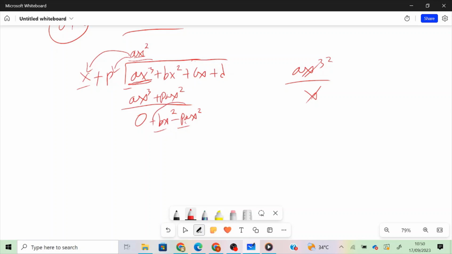Now whatever this will be equal to, you then divide this by x. So we know whatever this is, we have x squared in common. So let's say all of this, bx squared minus pax squared, is equal to, let's say, zx squared. Dividing zx squared by our x, again the x and x will cancel out, so we'll just be left with zx. So plus zx.